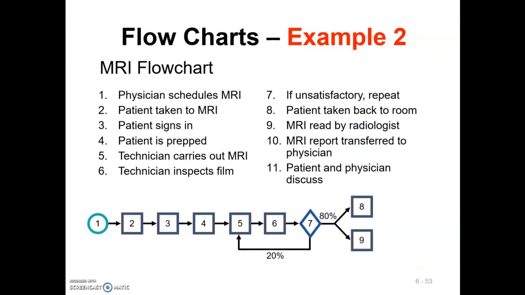In the next example, we see that Arnold Palmer Hospital has undertaken a series of process improvement initiatives. One of these is to make MRI service efficient for patient, doctor, and hospital. So the first step the administrator believes is to develop a flowchart for this process. As you can see here, there are steps 1 to 11. When the administrator looks at this flowchart, he can then decide which steps can be improved or eliminated.